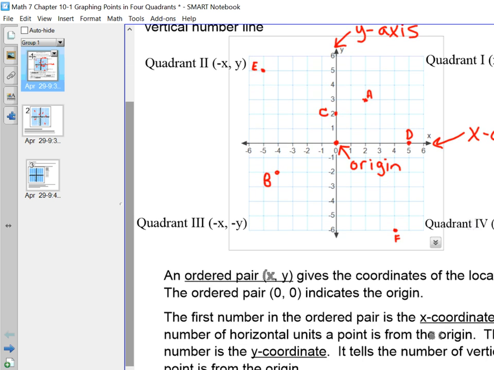An ordered pair is given by x, y; the x-coordinate is always first. It will always give you the coordinates for the location of a point. The ordered pair 0, 0 indicates the origin. The first number in that ordered pair is always going to be the x-coordinate. It tells you the number of horizontal units a point is from the origin. The second number is the y-coordinate. It will tell you the number of vertical units a point is from the origin.